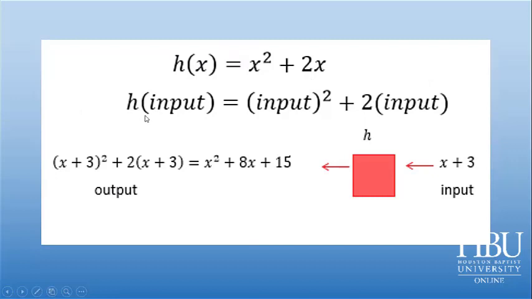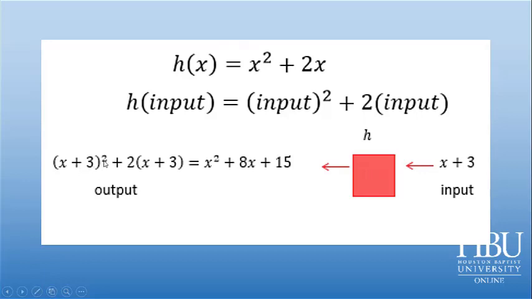That means h of any input is going to have an output equal to the input squared plus twice the input. This time, instead of inputting a number into h, suppose I input an algebraic expression. Let's say we input x plus 3 into h. What is going to be the output?